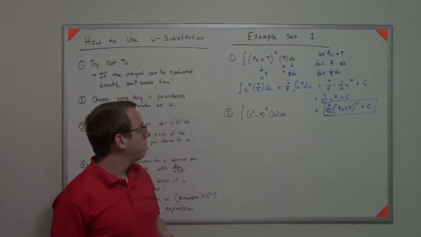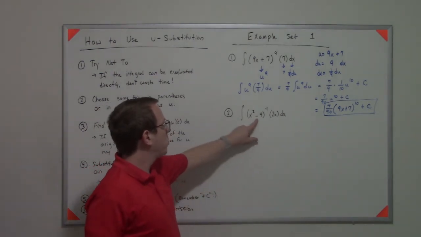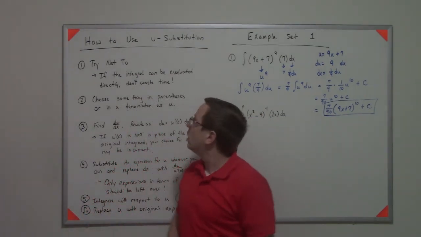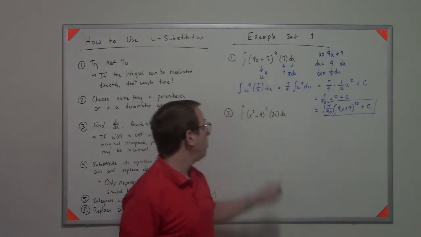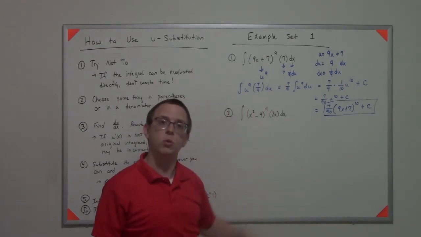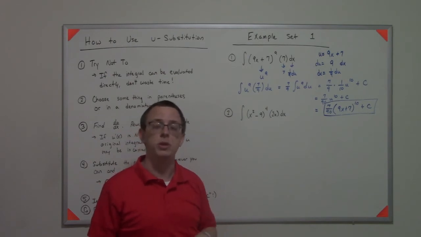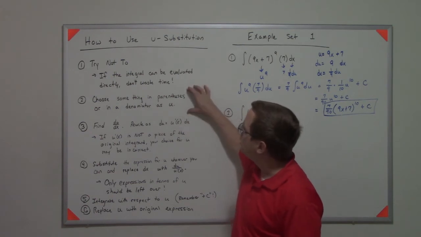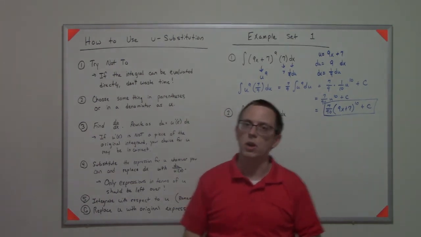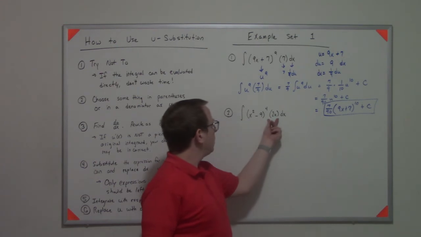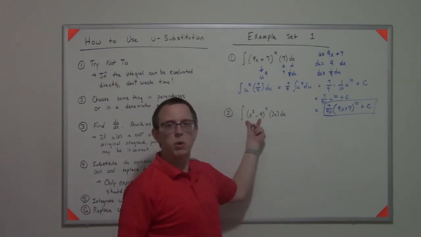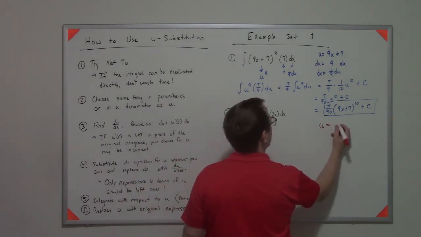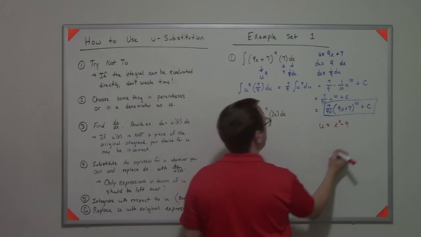All right, let's keep going. So now I have the integral of (x^2 - 9)^4 times 2x dx. So try not to. Again, we could multiply this thing out and do this by the general power rule. It's ugly, you shouldn't do it that way, but you could. So let's skip that for now. The next thing is to choose something in parentheses, or denominator, as u. Well, I could choose 2x, but a lot of times I want to pick the most complicated thing. So let's say that u is x^2 - 9.